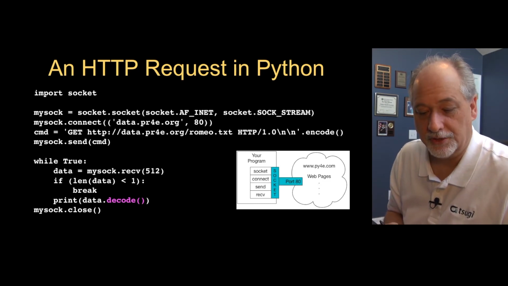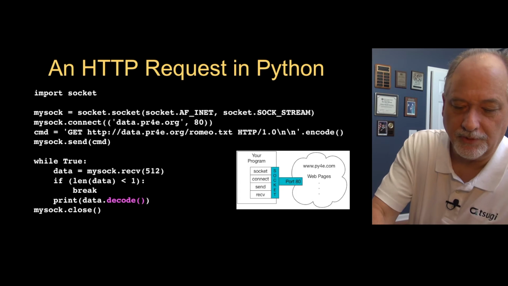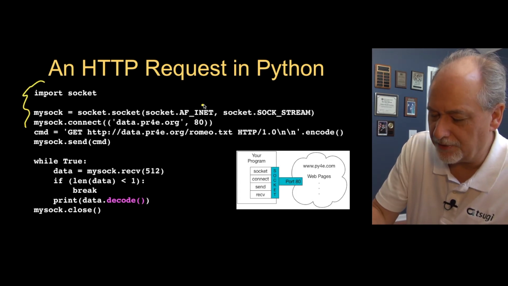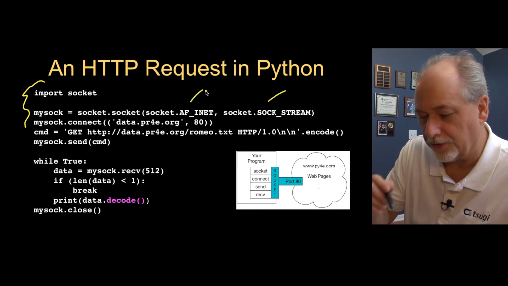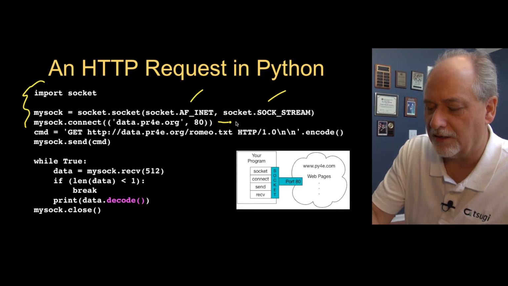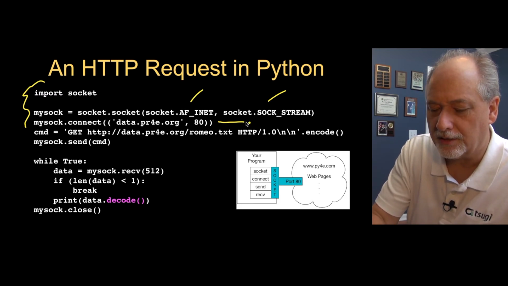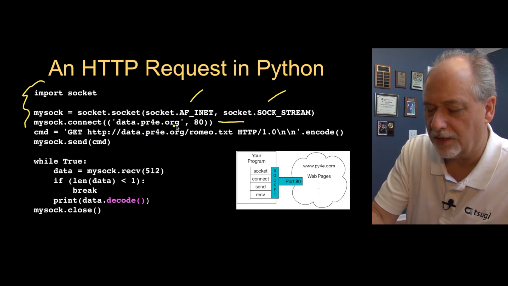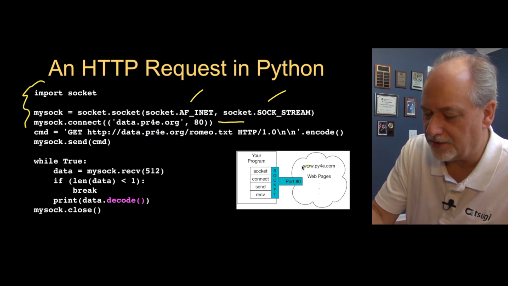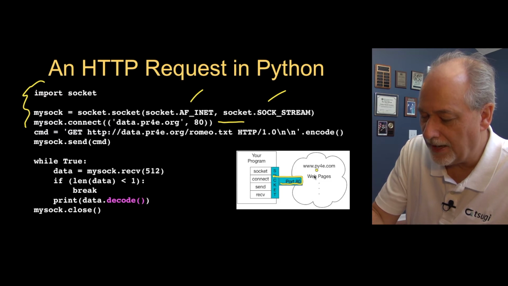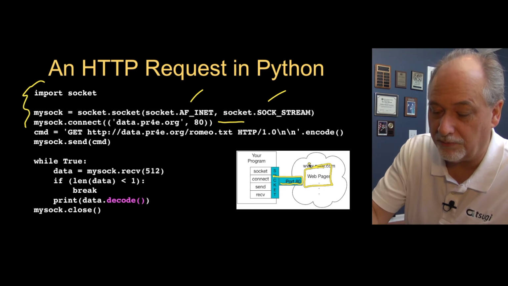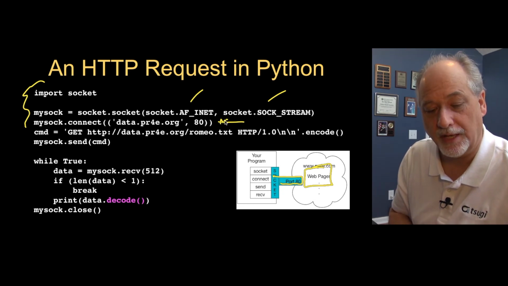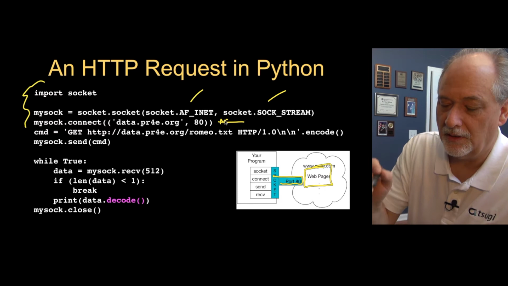So here we go. The first three lines of this program import socket and make the socket. Remember, the socket isn't really the connection. When you make the socket, we're going to make a stream-based socket, suitable for going across the internet. The connection is like ringing a phone call, connecting to data.pr4e.org on port 80. That basically says extend the socket across and connect to a web server. There has to be a piece of software running, and this will blow up if the software is not running.